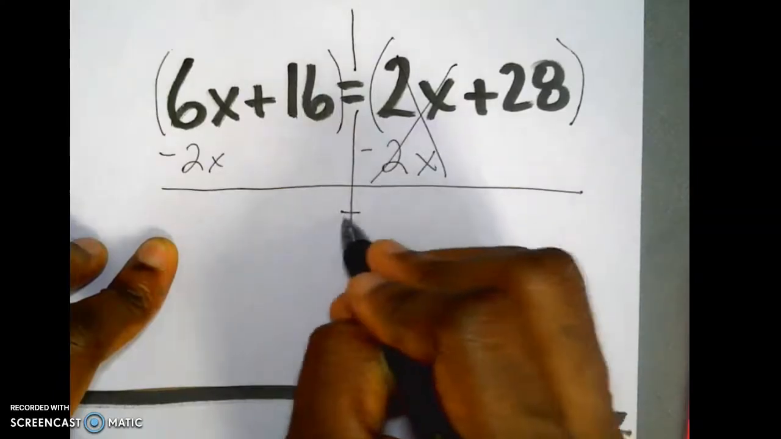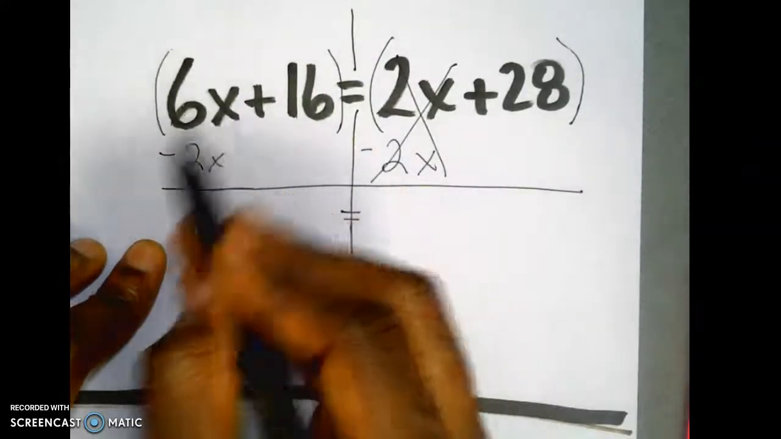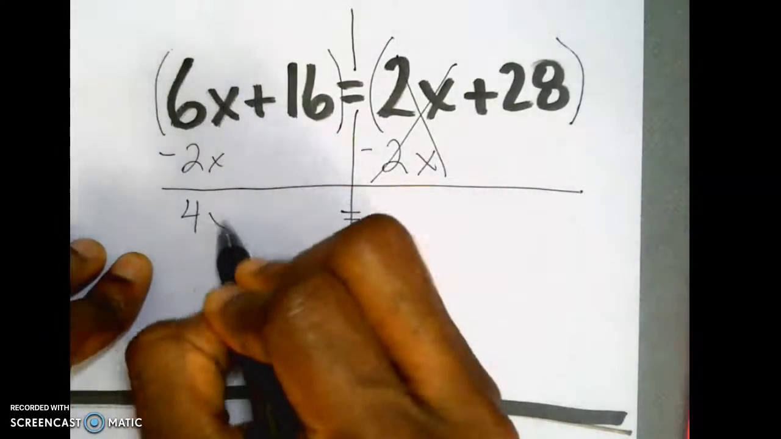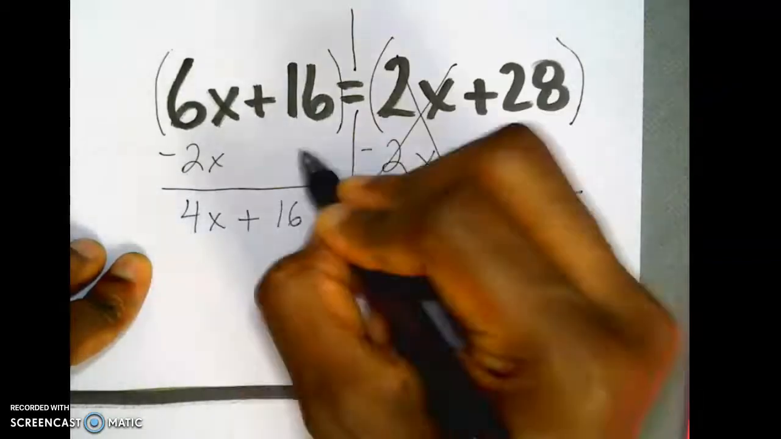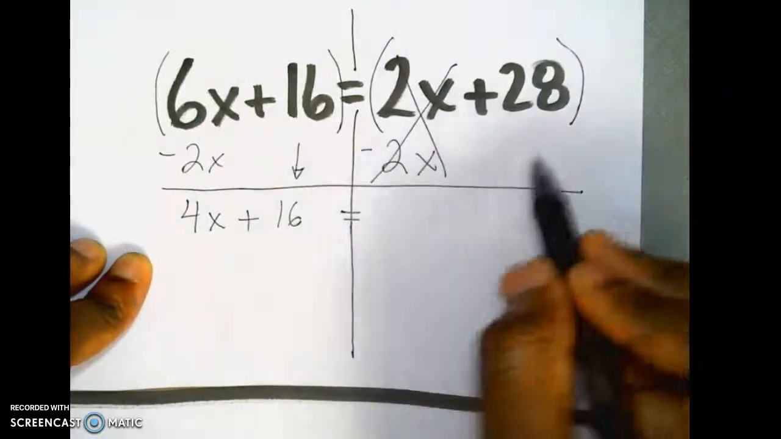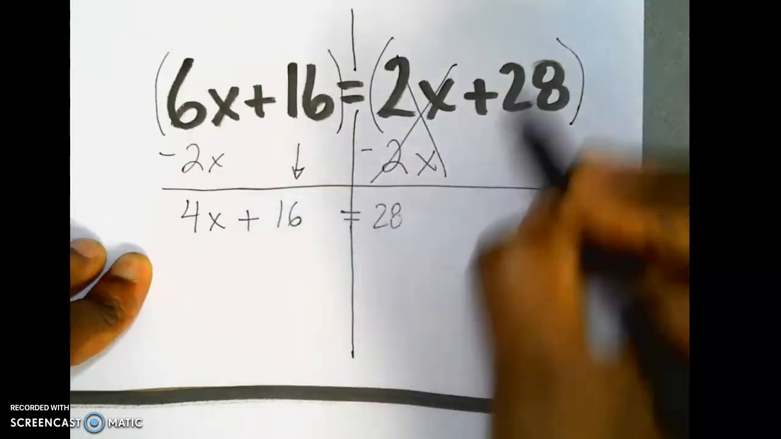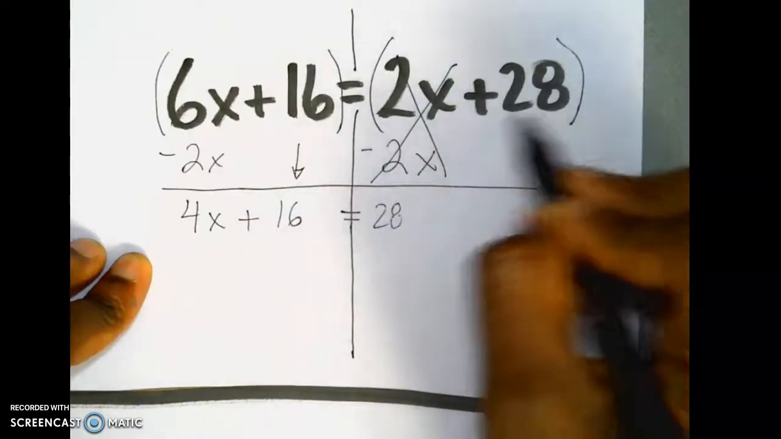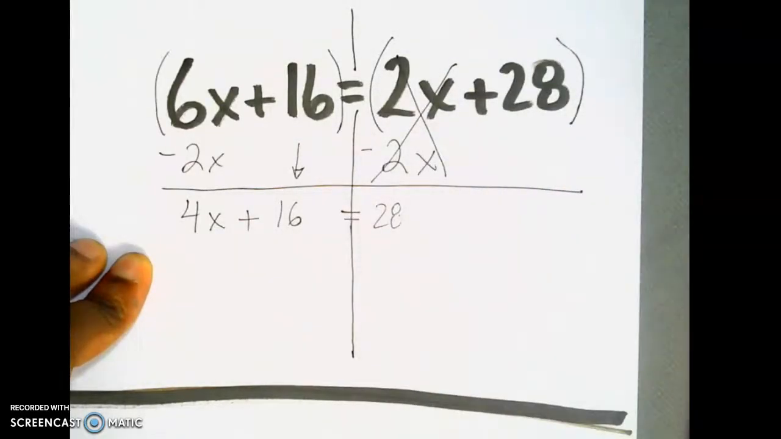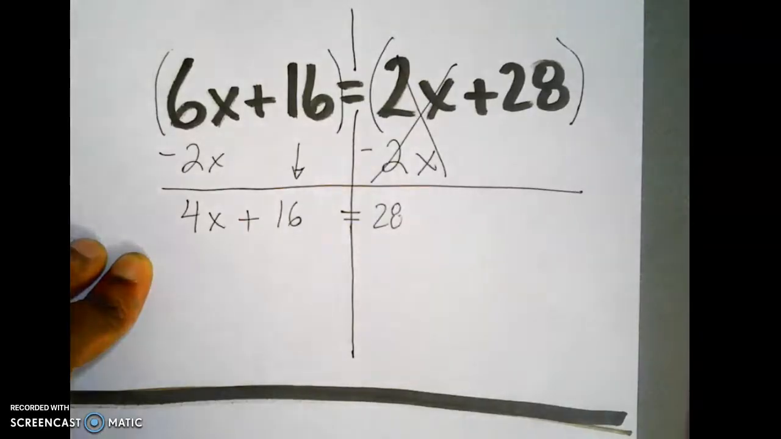And so therefore, if I restate what is left, 6x minus 2x will give me 4x plus 16, because I'm just going to bring that down. And that's going to equal 28. It is a positive 28 because remember, this is a term by itself. And the symbol that's in front of it is the plus symbol, so therefore it is positive.